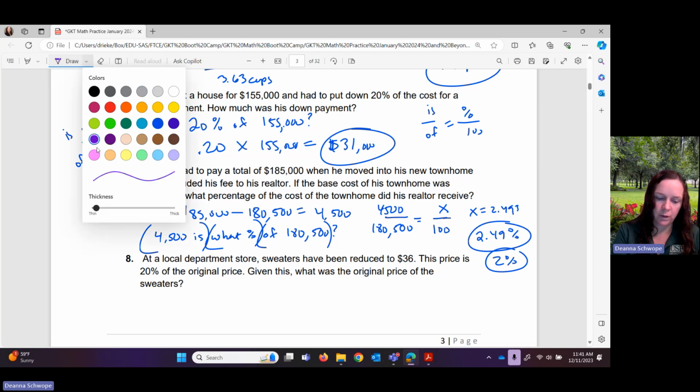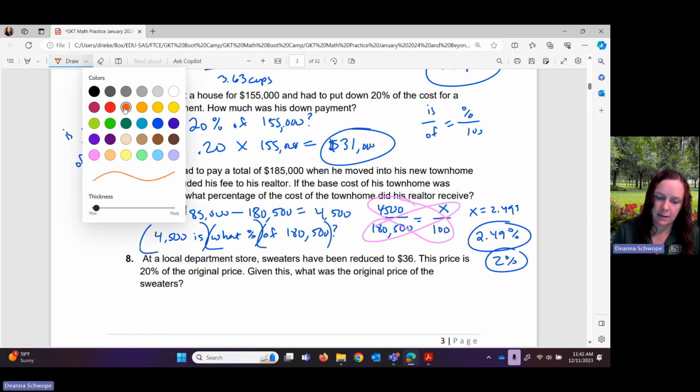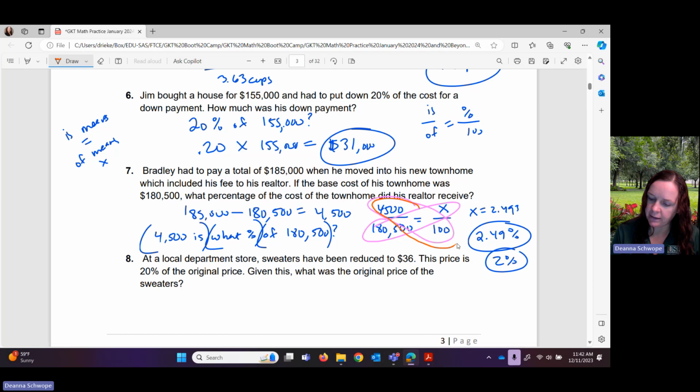I realize I skipped over something on that last step. A little trick with proportions. You basically are cross multiplying these two and putting them equal to each other. A little trick that you can do is multiply the two that are diagonal from each other and then divide by the one that's by itself. And that's how I did it on my calculator. I said 4,500 times 100 divided by 180,500. So it's about a 2% fee that went to the realtor.